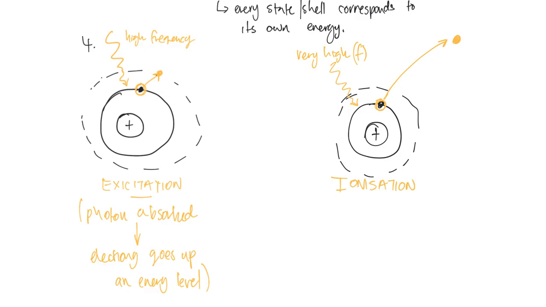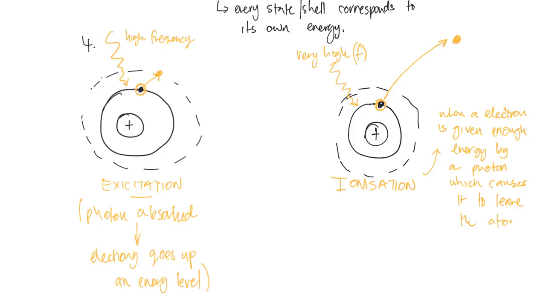That whole process is called ionization. Now, ionization is when an electron is given enough energy by a photon which causes it to leave the atom completely. So ionization just means, again, photon absorbed.